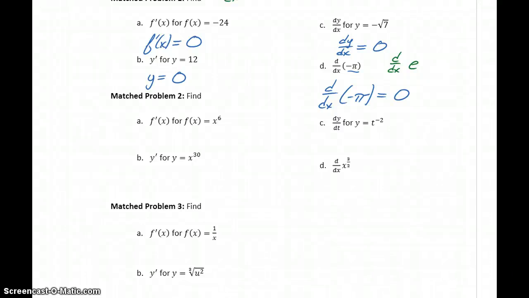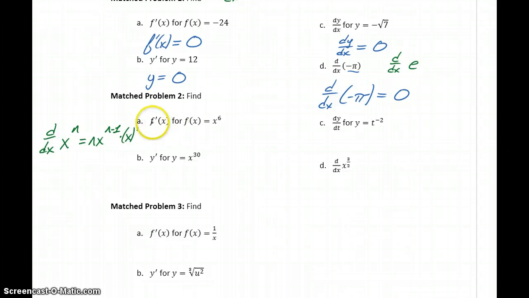In matched problem 2, we have another batch of examples that are all applications of the same property. So if we take the derivative of x to the nth power, that's going to be equal to n times x to the n minus 1 times the derivative of x.